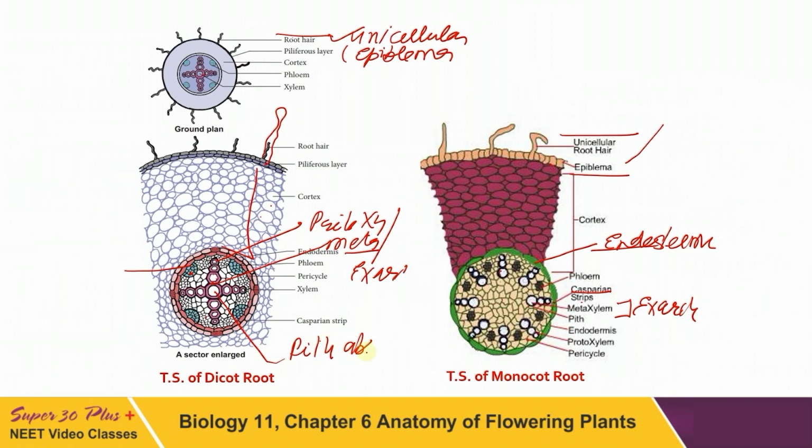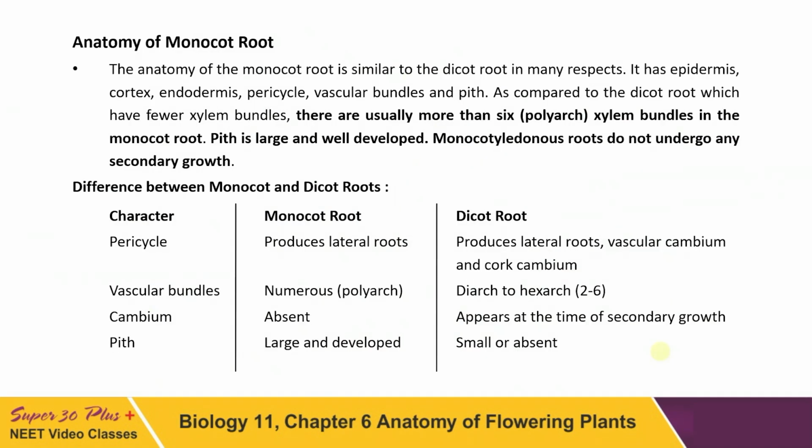Pith is absent here, but in this case the pith is very well developed. This is the pith. This is TS of monocot, right? This is TS of monocot root. Come to the anatomy of monocot root now.